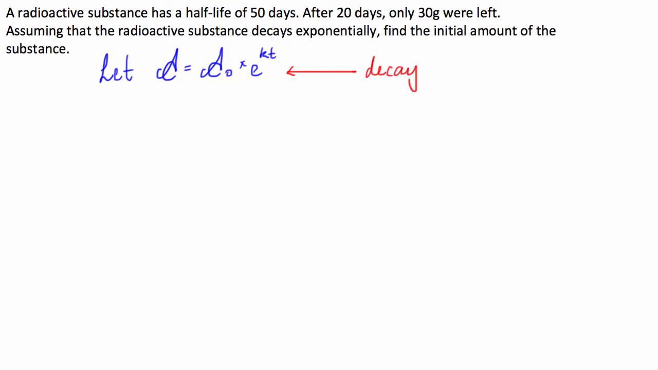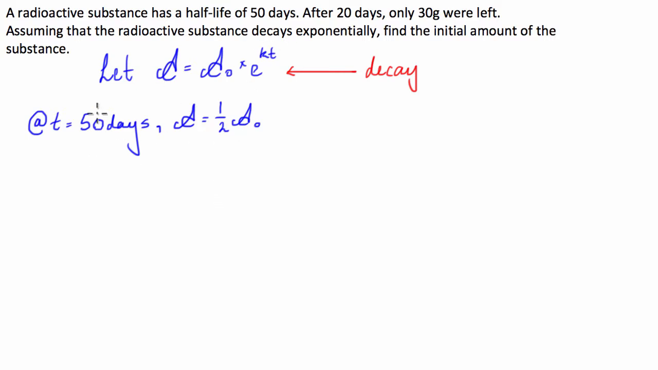So let's start. What information do we know? We know that it has a half-life of 50 days. So what we can do is find its rate of decay using that first sentence. At the 50-day mark, at t equals 50, the amount of substance that we have left, A, is equal to, because it's a half-life, half of what we had to begin with.